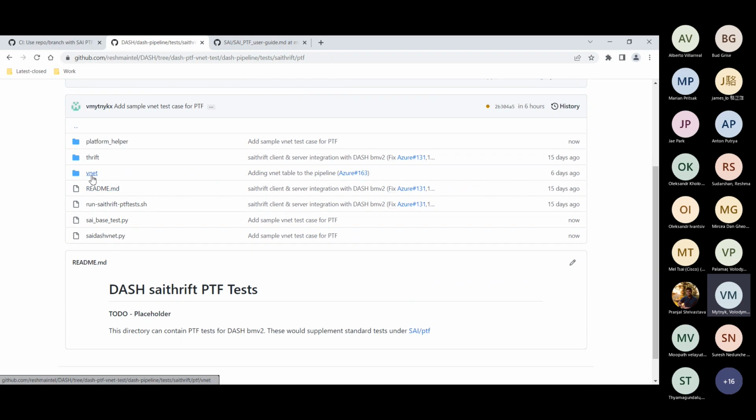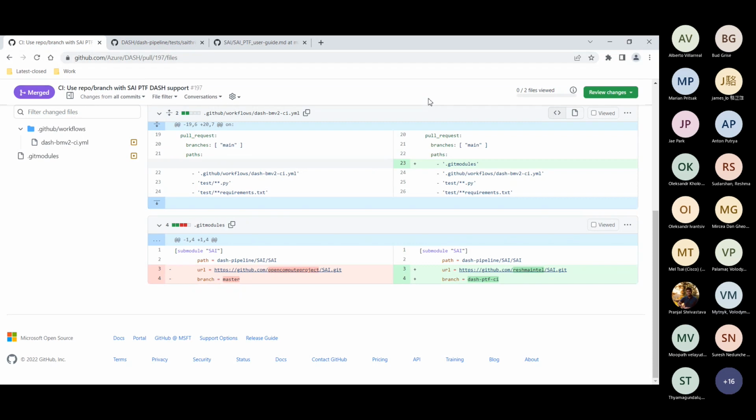I know that there are some test cases in the VNET folder right now, so probably over time we can merge them into one test case or have them separately. That's it. Yeah, Volodymyr, thanks.